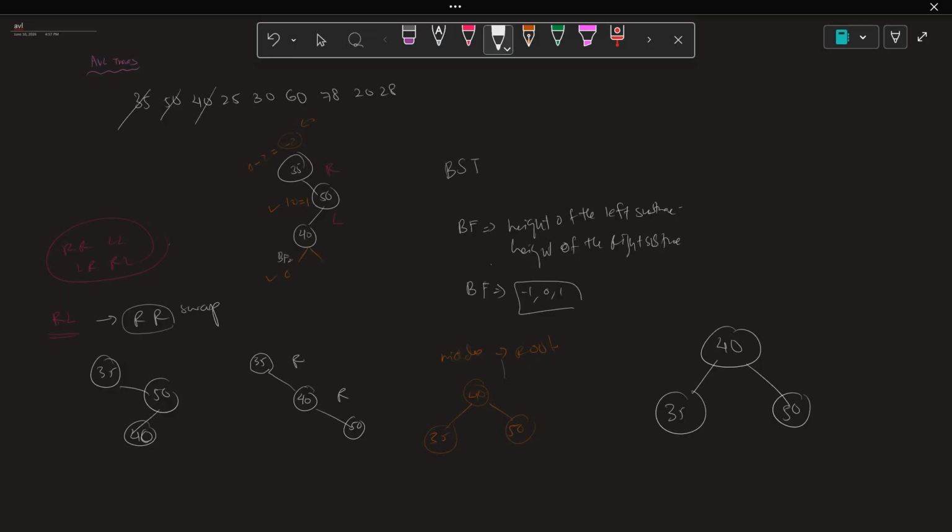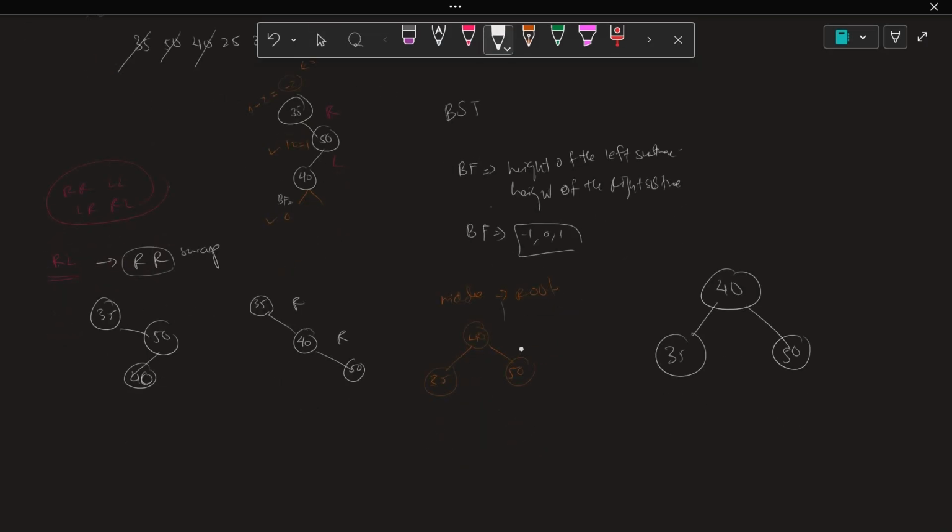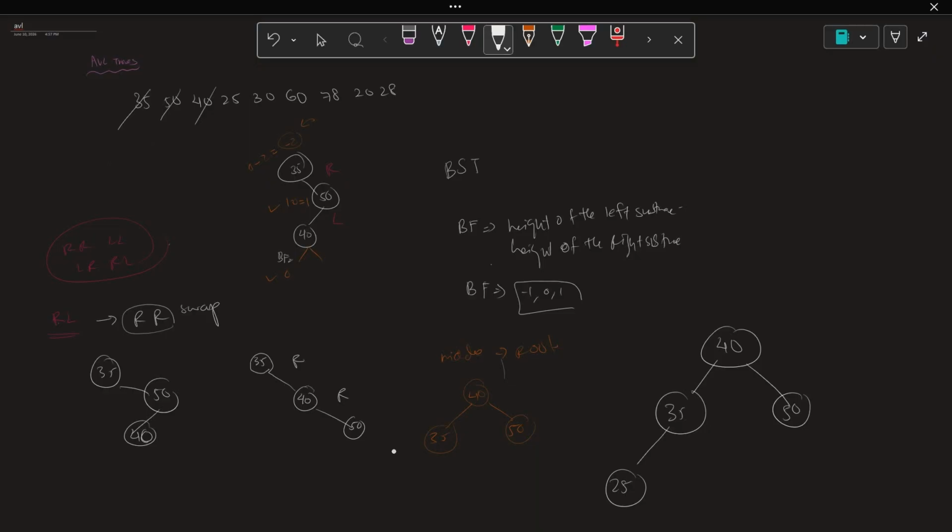Now we are going to add 25. Where do we put 25? 25 is less than 40 and also less than 35, so we put it at the left side of 35. Now you check the balance factor again. For this one, no left, no right, so 0. Here, one left, zero right, so that's a 1. And here you have 2 and 1, so that's going to be a 1 over here. So you're good, you don't have anything that is unbalanced. Everything looks good.